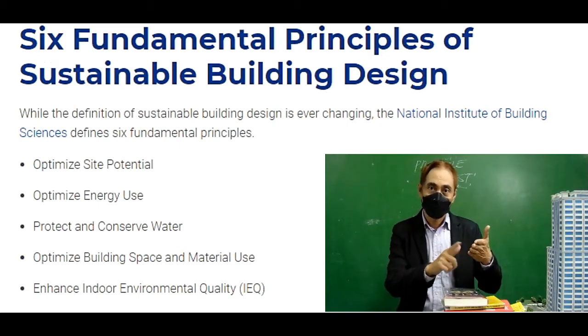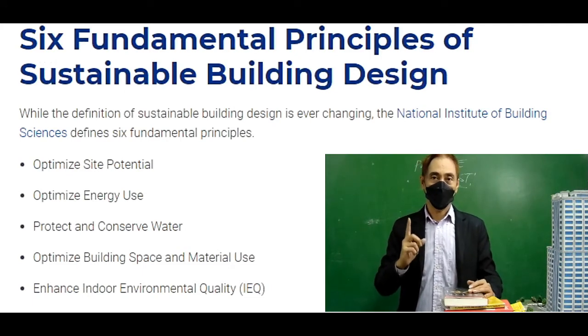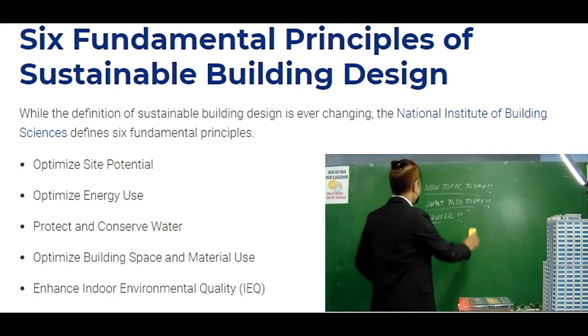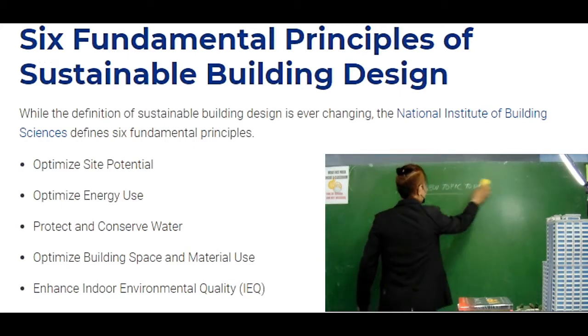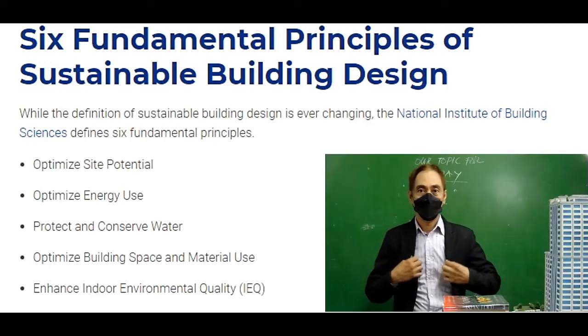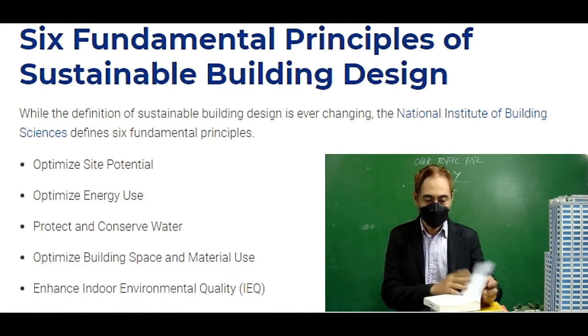Number 1, optimize site potential. Number 2, optimize energy use. Number 3, protect and conserve water. Number 4, optimize building space and material use. Number 5, enhance indoor environmental quality. And number 6, optimize operational and maintenance practices.